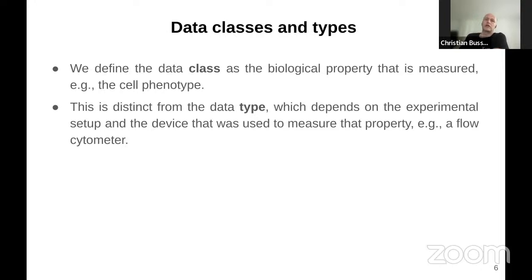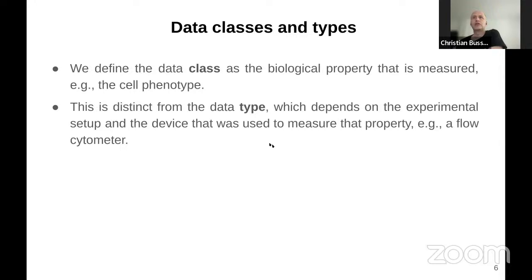Now, the key question that we then ask people is, what are the data classes and the data types that you're typically handling? The distinction that we're making here is that the data class is the biological property that is measured, for example, a cell phenotype. On the other hand, the data type is determined by the experimental setup or the device that you use to measure that property. For example, a flow cytometer. So cell phenotype as data class would traditionally be measured by a flow cytometer as data type.